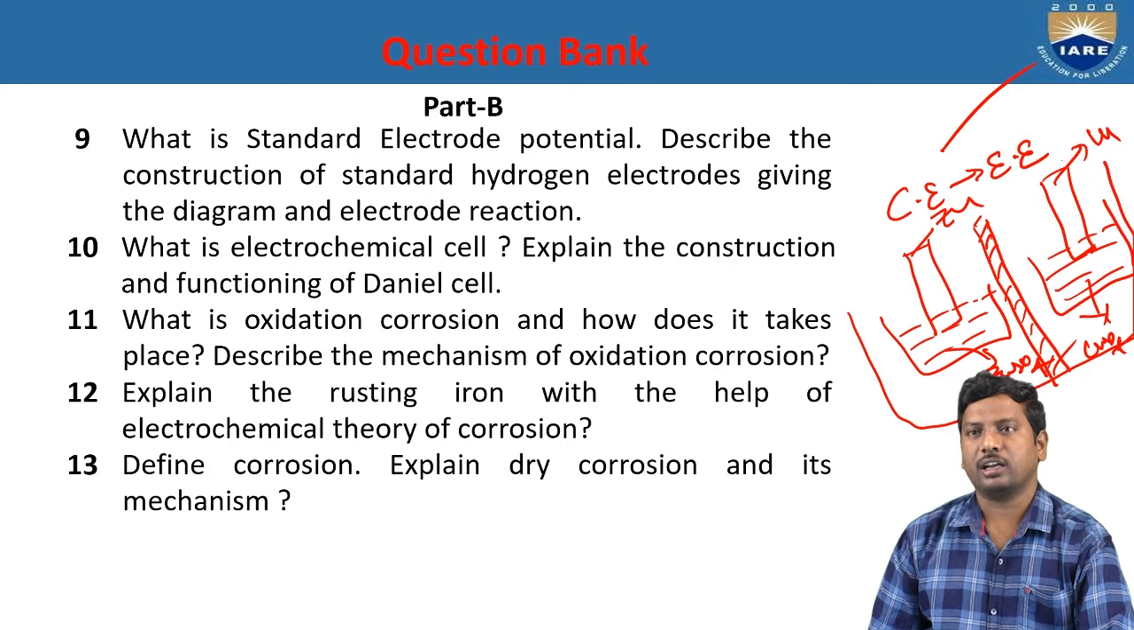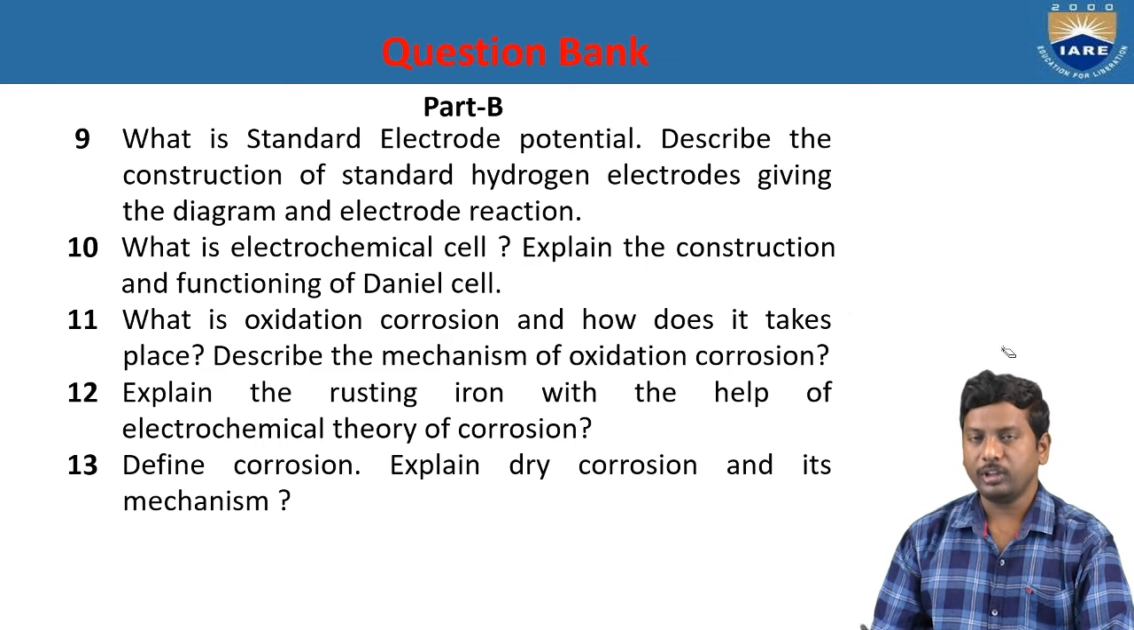And what is oxidation corrosion, and how does it take place? Describe the mechanism of oxidation corrosion. So oxidation corrosion mainly takes place in the presence of atmospheric oxygen, and it takes place according to the Pilling-Bedworth rule. The Pilling-Bedworth rule gives a stable oxide film, unstable oxide film, and volatile oxide film. So a stable oxide film is formed in the case of ferrous oxide, an unstable oxide film in the example of aluminum oxide, and a volatile oxide film in the example of molten oxide.